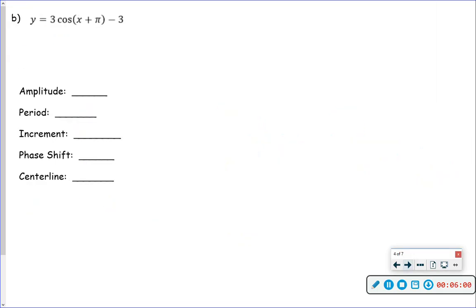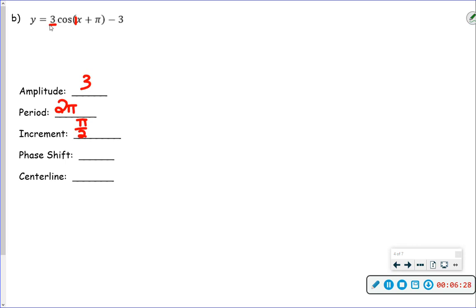All right, let's take a look at this one. We got a phase shift and a center line shift, all sorts of good stuff here. So amplitude, absolute value of A, so 3. So it's going to be taller than the last one. Period, 2 pi over b. b is the coefficient on x, so 1, 2 pi over 1. Increment, period divided by 4. So 2 pi divided by 4 is going to reduce to pi over 2. So that's all stuff we know, nothing exciting there.